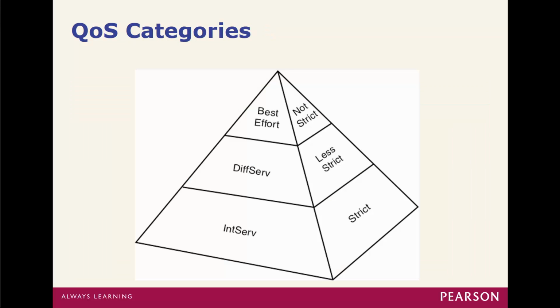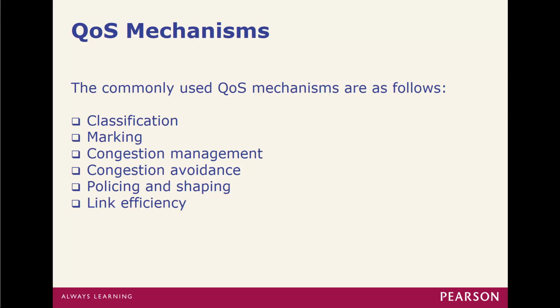So normally it's best effort, DiffServ, then IntServ. Best effort has no restrictions, DiffServ is less restricted, and IntServ is the most restrictive. Our QoS mechanisms deal with classification, marking, congestion management or congestion avoidance, shaping and policing, as well as link efficiencies.